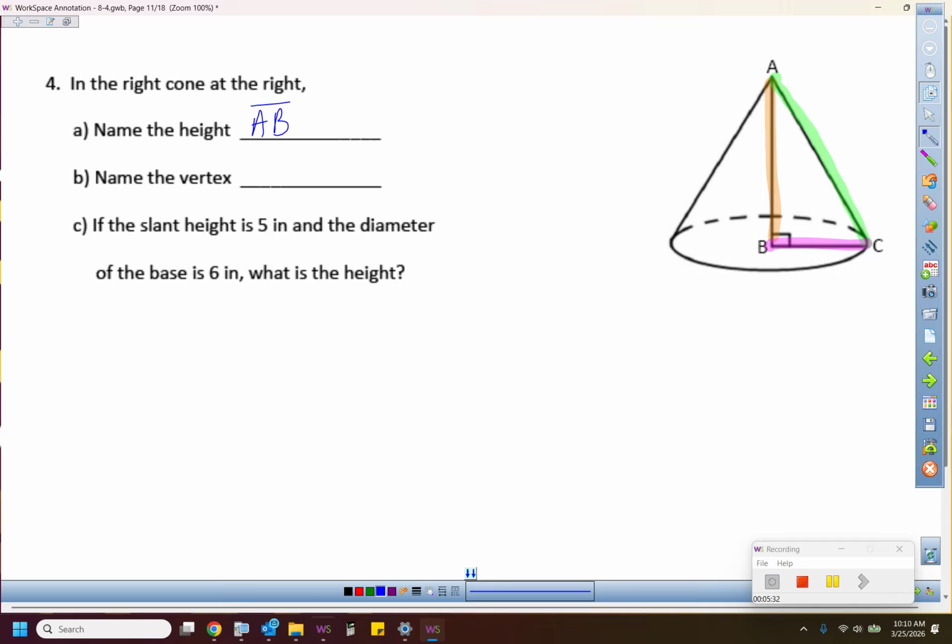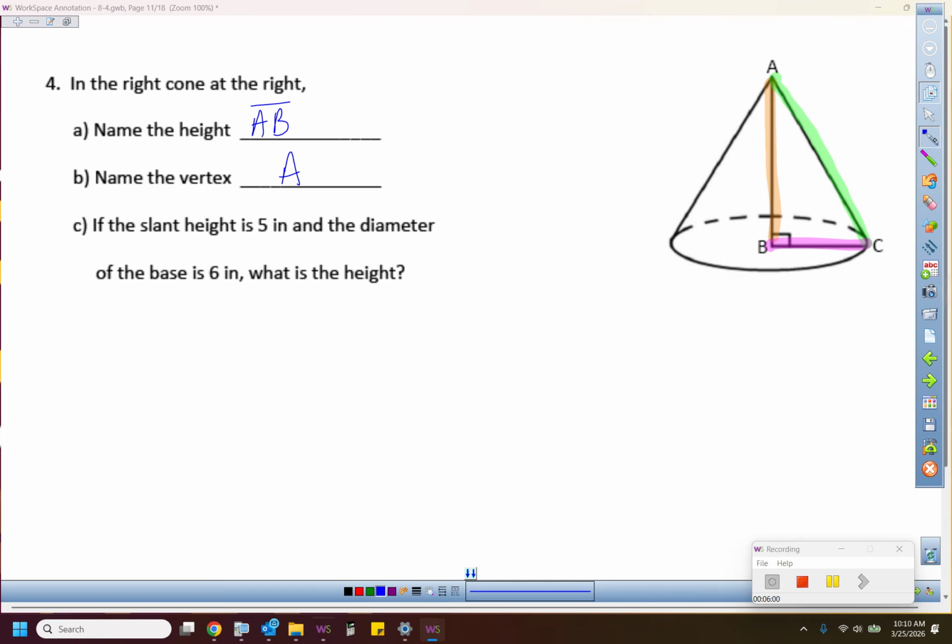Name the vertex. That's like the pointy part at the top. So what would that be? A, capital letter, because he's a point. And did you notice when I highlighted those 3 dudes right there, a good old shape showed up. Not the cone at all, but what shape did you see thanks to that right angle box? We have a right triangle in there.